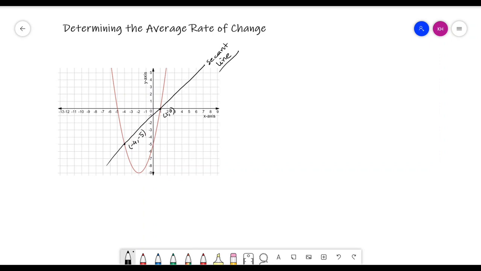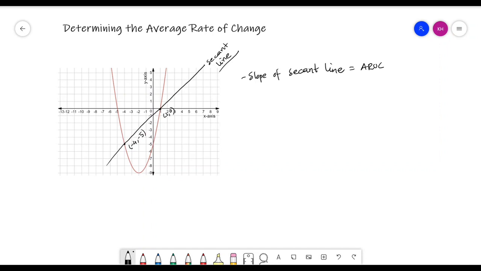Now, when we want to find the slope of this secant line, the slope of secant line, we are talking about AROC. So if we find the slope of a secant line, we are basically finding AROC. Now coming back to the graph, how do you think we can find the slope of this secant line?